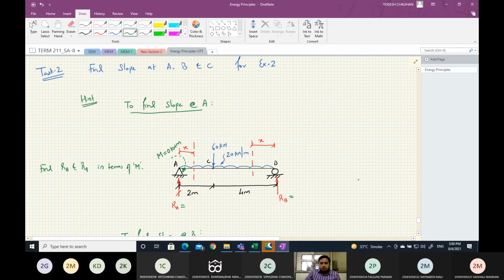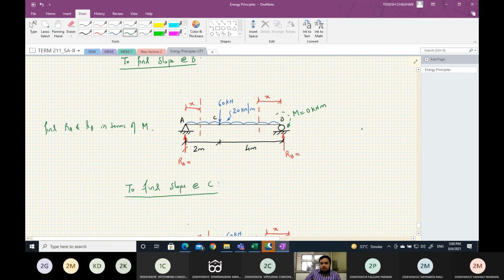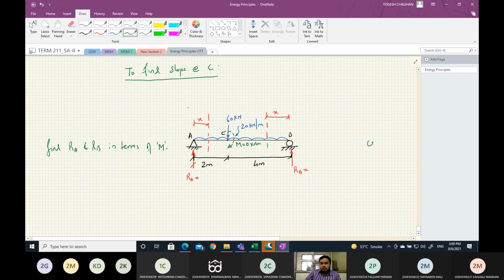Okay, so find theta A, theta B, and theta C. That is the task for you. Just complete it when you come next time, so that from the next class we'll move to frames. We'll apply Castigliano's first theorem to the frames and find the slopes and deflections of statically determinate frames.